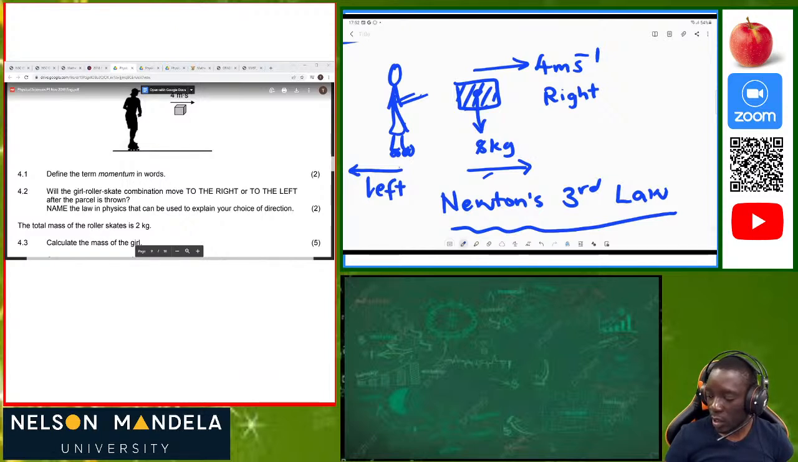So the action and reaction are equal and opposite. Or if body A, which is the girl, exerts a force on body B, in this case our parcel, then body B exerts an equal but opposite force on body A. So that's simply put, action and reaction are equal and opposite.